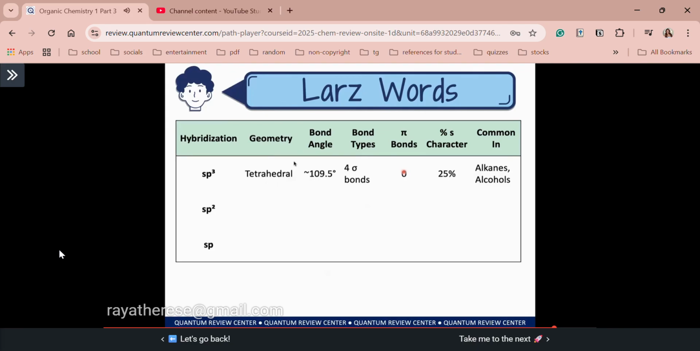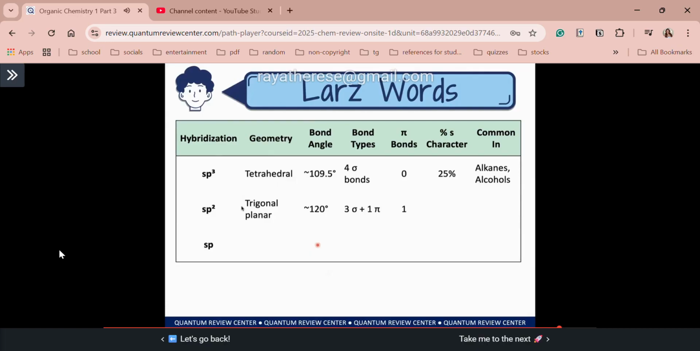Okay, next, sp2. What is the geometry and bond angle? Ayan: trigonal planar and 120 degrees. For the bond types, how many sigma bonds and how many pi bonds? Recall, for sp2, we have 3 sp2 orbitals and 1 unhybridized p orbital. So, sir, the answer here is 3 sigma bonds and 1 pi bond. That's correct. Remember, pi bonds will originate from your unhybridized p orbital.